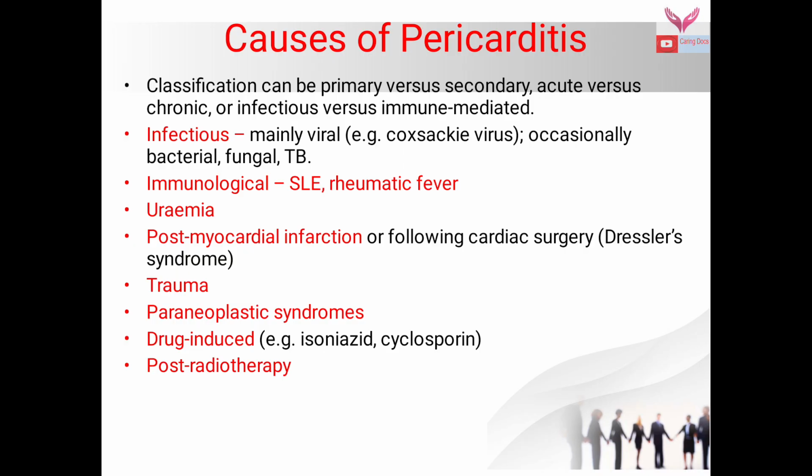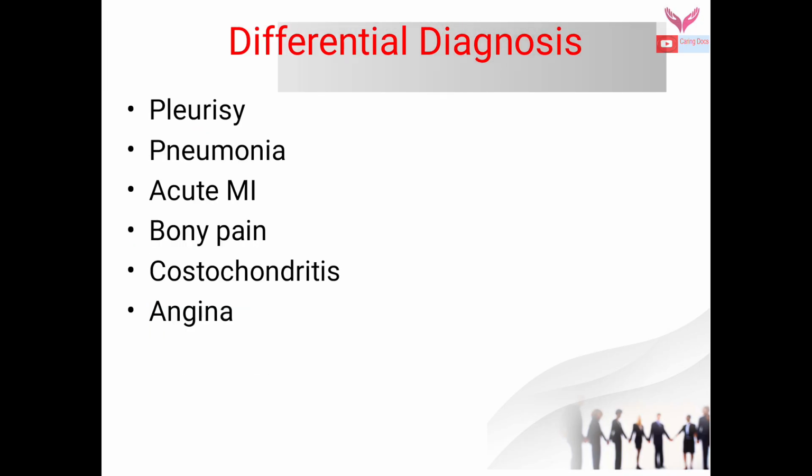Occasionally bacterial causes, fungal causes, and tuberculosis are implicated in the cause of pericarditis. The immunological causes are SLE and rheumatic fever, uremia, post-myocardial infarction, trauma, paraneoplastic syndrome. Drugs like isoniazid, cyclosporin, and post-radiotherapy are the important causes of pericarditis. The differential diagnoses of pericarditis are pleurisy, pneumonia, acute MI, bony pain, costochondritis, and angina.